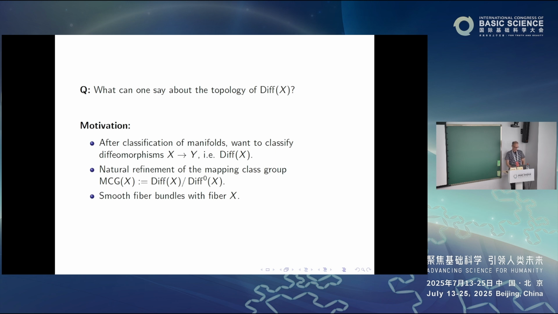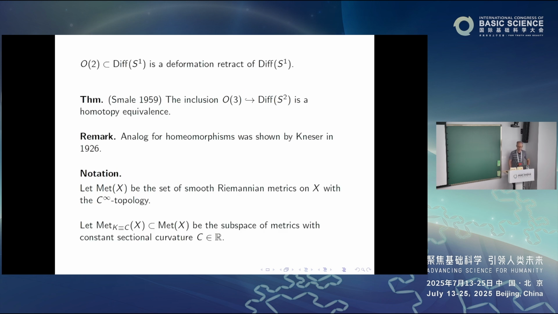So what I'm going to do is start looking at this question, starting from low dimensions and going up. Mostly we won't get much further than 3. Let's start with dimension 1. A connected 1-manifold is a circle. You can think of the circle as the unit circle in the plane, and the orthogonal group O(2) acts on the circle. So you can see O(2) as a subgroup of the diffeomorphism group. It's not hard to see that that subgroup is a deformation retract of the full diffeomorphism group.